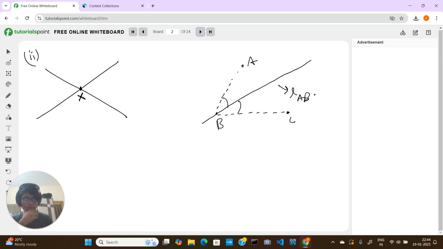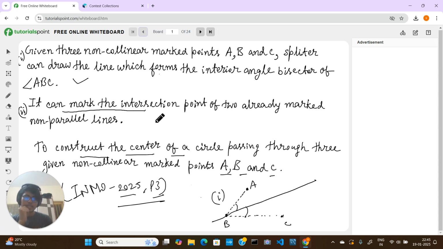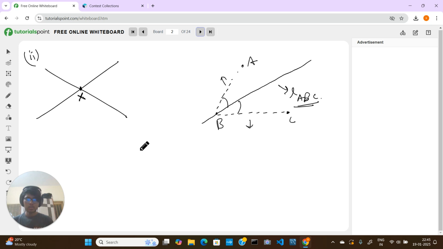In this video I will be denoting the angle bisector as LABC. Given 3 points, we can construct the interior angle bisector of angle ABC, and the lines AB and BC are not given. The second thing it says is that it can mark the intersection point of two already marked non-parallel lines. So if we have two non-parallel lines, we can mark their intersection point. This is the second thing that we can do with the tool.